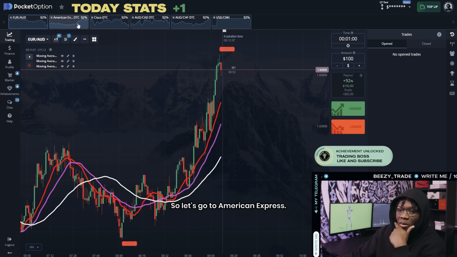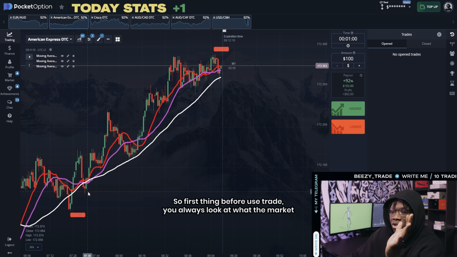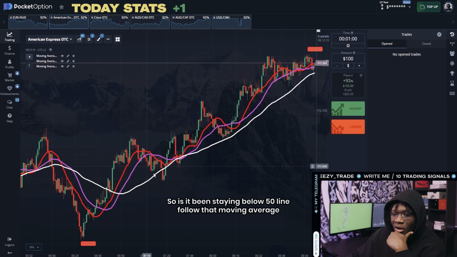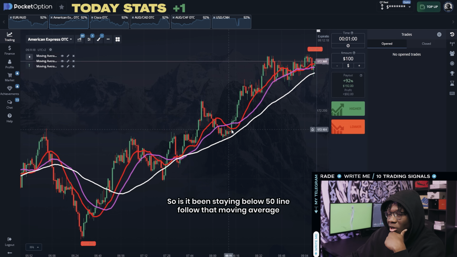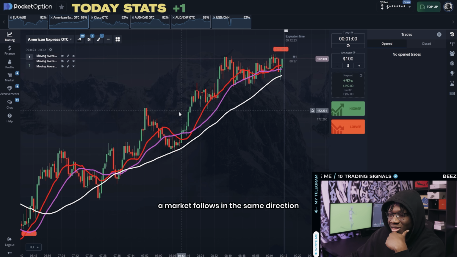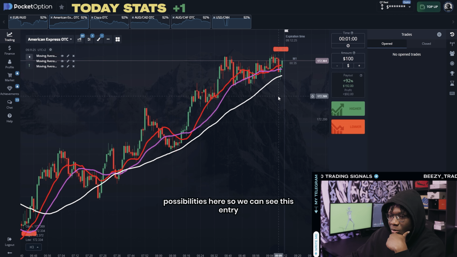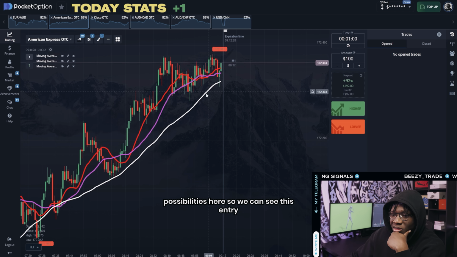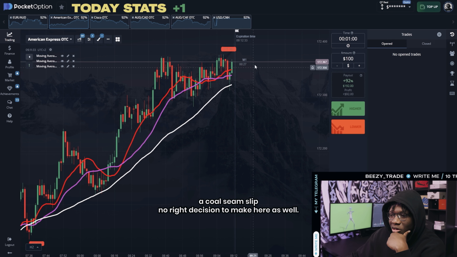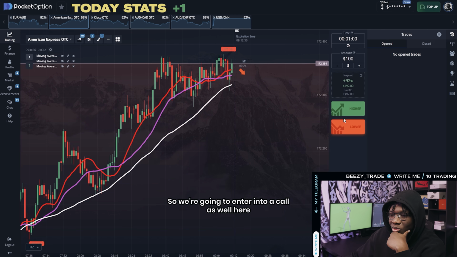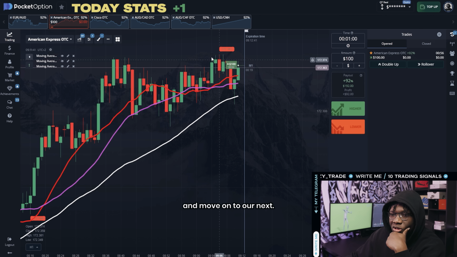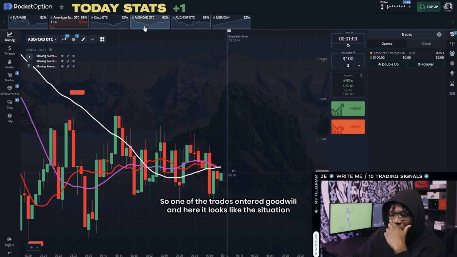So let's go to American Express. So first thing before you use the strategy, always look at what the market has been doing, right? So has it been staying below every line below that moving average? Are you able to see that when the process happens, the market follows in the same direction? Possibility is here. So right here, we can see the same. Entering a call seems like the right decision to make here as well. So we're going to enter into a call as well here and move on to our next. So one of the trades have entered really well.